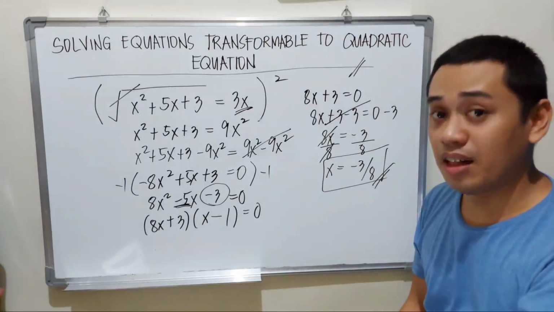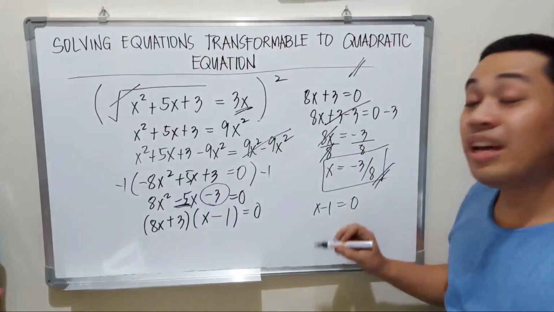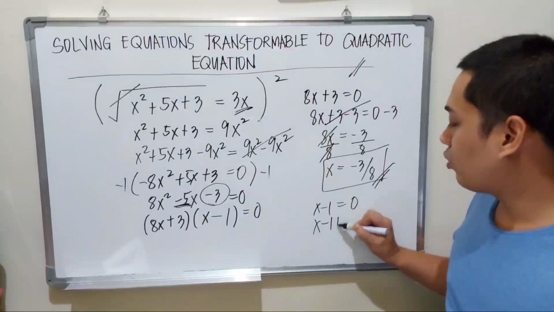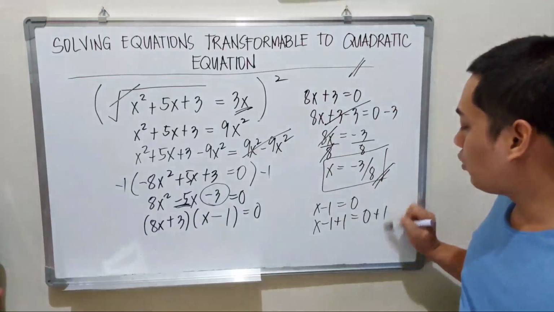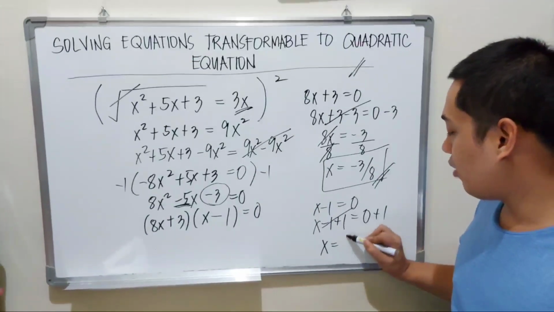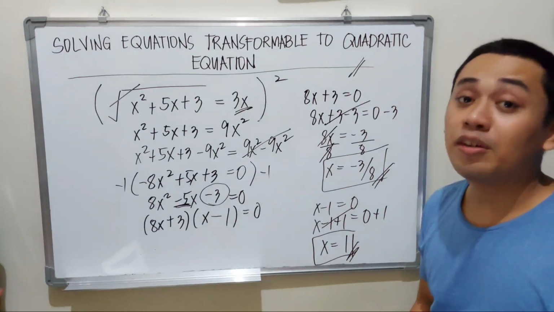Then finding the value of the other root, x minus 1 equals 0. Adding the additive inverse of negative 1, x minus 1 plus 1 equals 0 plus 1. Canceling 1 and negative 1, x is equal to 1 as the value of our second root.